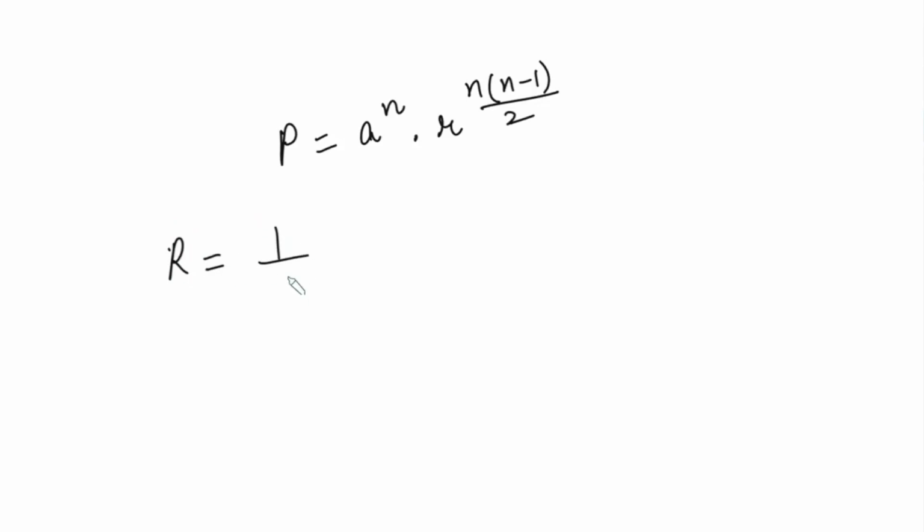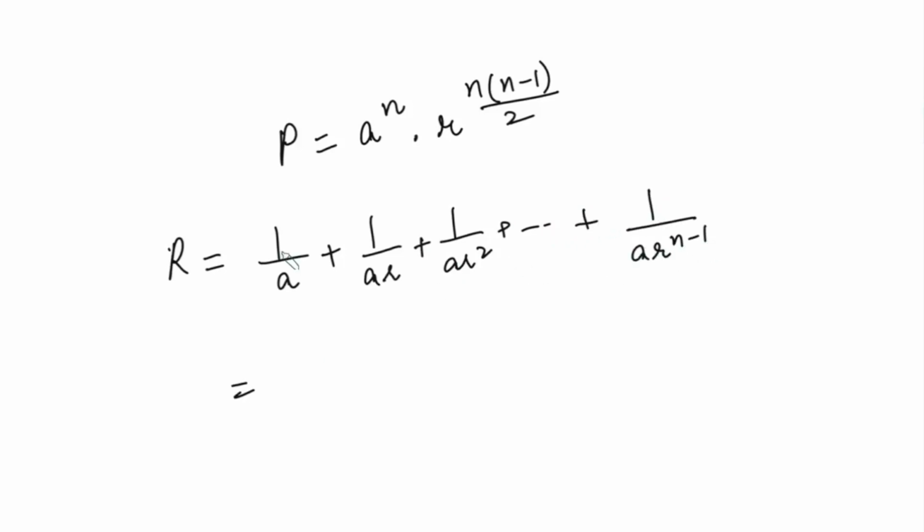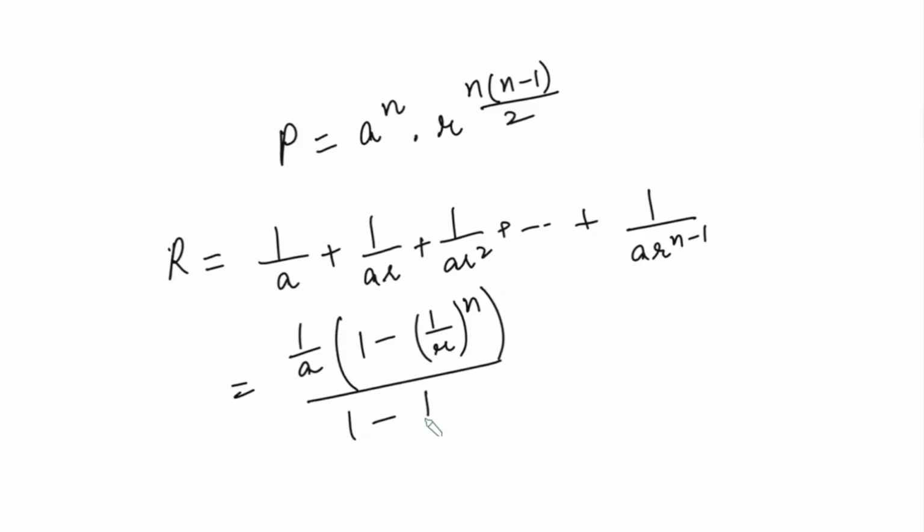So R is equal to 1 over A plus 1 over AR plus 1 over AR square and so on up to 1 over AR raised to the power n minus 1. This is also a GP in which the first term is 1 over A and the common ratio is 1 over R. So the sum will be 1 over A times 1 minus 1 over R raised to the power n divided by 1 minus 1 over R. If we simplify this, we get R raised to the power n minus 1 over A times R raised to the power n minus 1 times R minus 1.